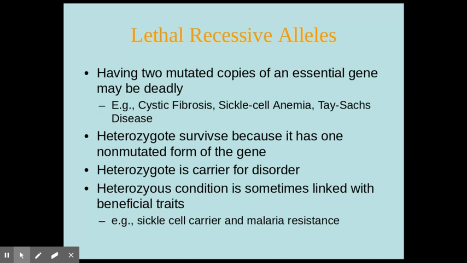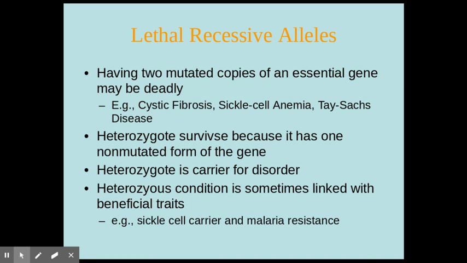There are some lethal recessive alleles that you can have. They have mutated copies of essential genes. So cystic fibrosis, sickle cell anemia, and Tay-Sachs disease would all be examples of lethal recessive genes. The heterozygous survive because there is one non-mutated form of the gene. The heterozygote is a carrier for the disorder, and the heterozygote condition is sometimes linked with beneficial traits, like the sickle cell carrier and malaria resistance.